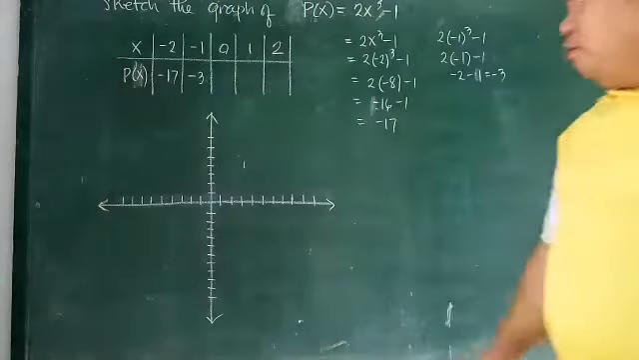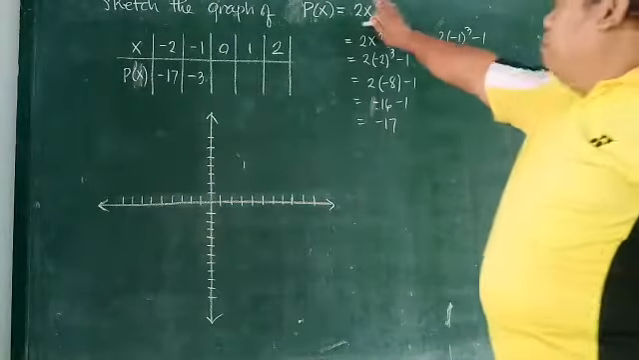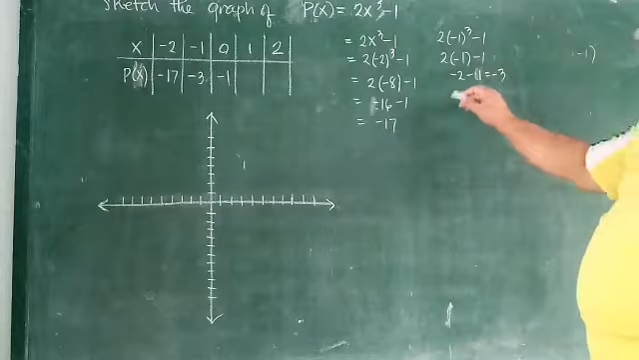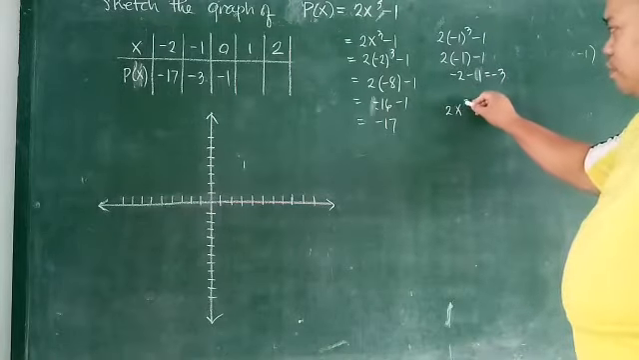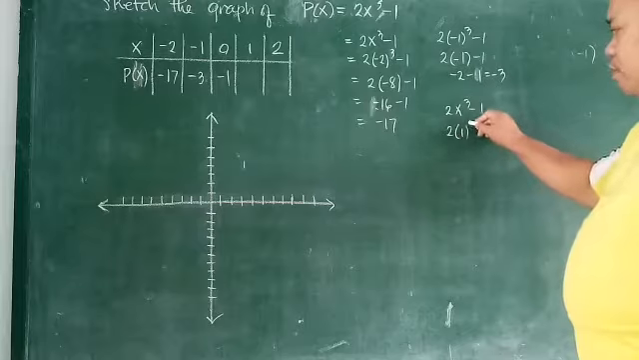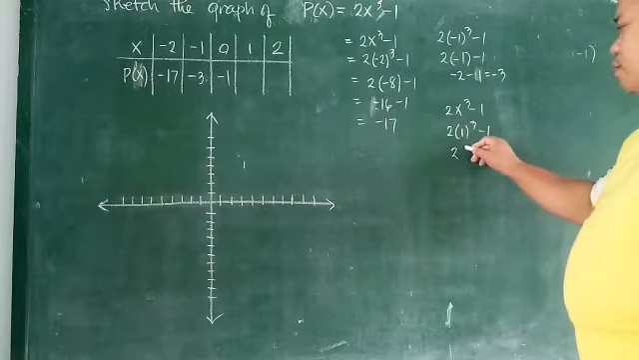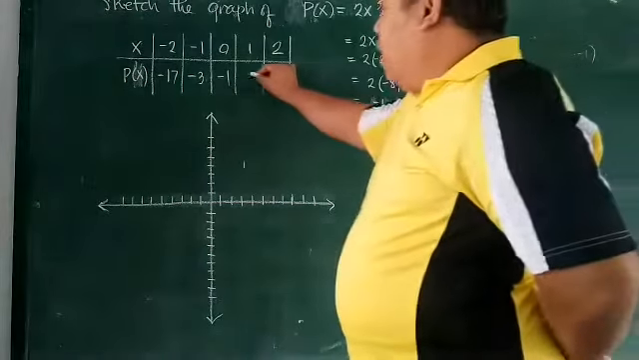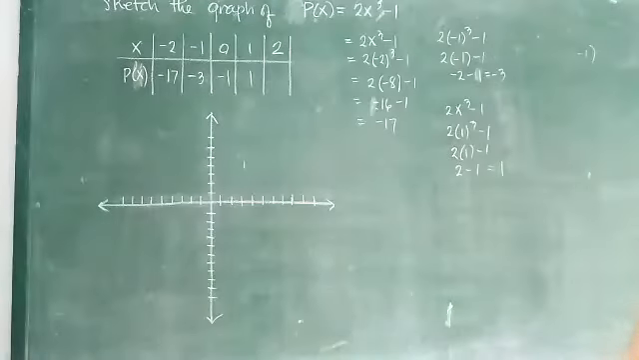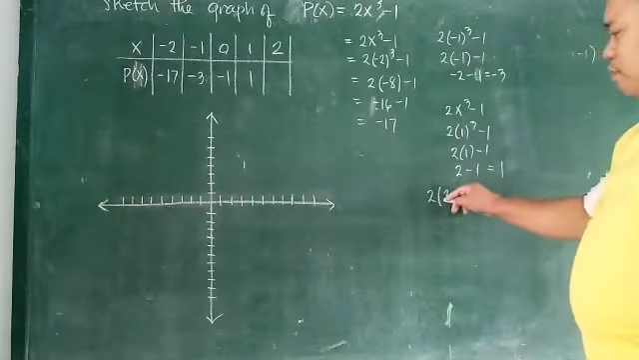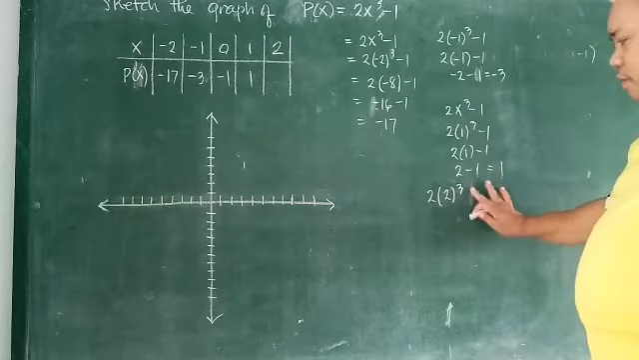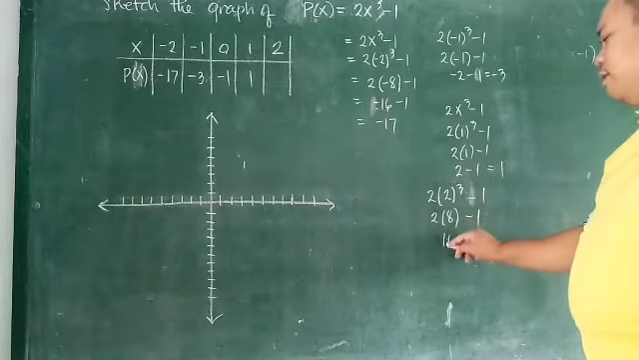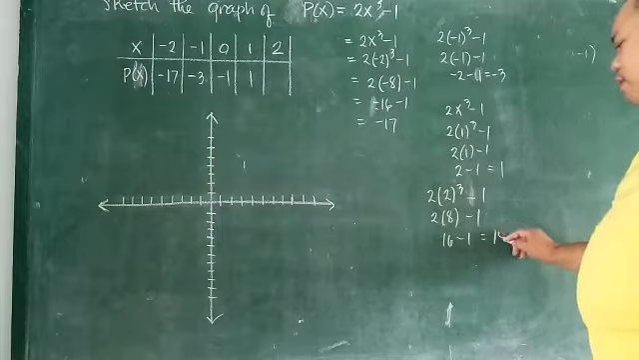Of course, when x is 0, you need to solve it too. It is negative 1. And then, what's next? If x equals 1, then 2x cubed minus 1 is 2 times 1 cubed minus 1, so 2 times 1 minus 1, which is 2 minus 1, which is 1. Now what about if it is 2? This is 2 times 2 cubed minus 1, so 2 times 8 minus 1, which is 16 minus 1, so 15.